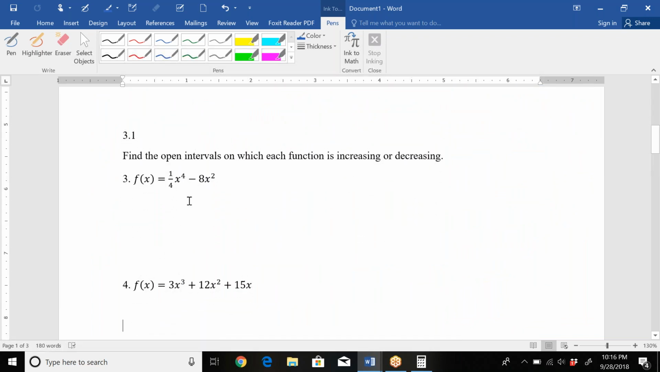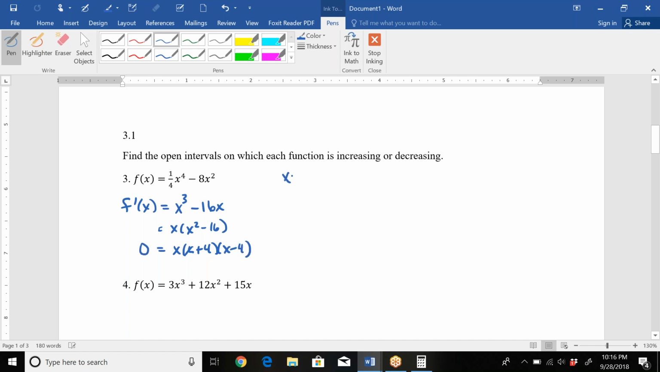Okay, so from section 3.1, I had a few that we skipped over in there. We want to find the open intervals in which each function is increasing or decreasing. Remember, we can tell that by looking at the slopes of the tangents. So we're going to be talking about the first derivative. So the first thing is we need to find some critical numbers. So we're going to times this by the 1/4. That would just be x to the third minus 16x. Factor out an x. That would make that x squared minus 16. And then factor the perfect squares into x plus 4 and x minus 4.